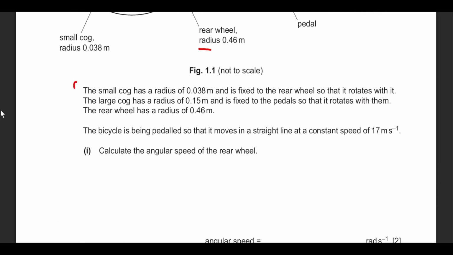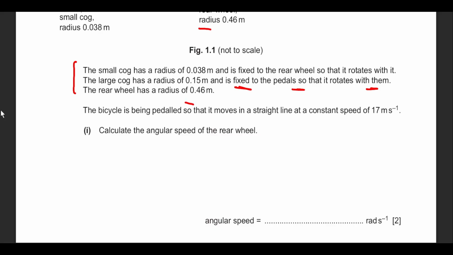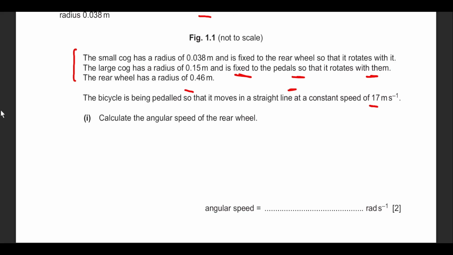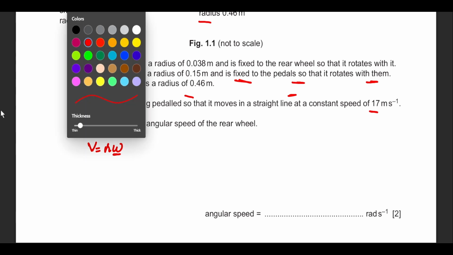So he says all the data is given to you and is fixed to the pedal so that it rotates with them, just like a bicycle system. Says the bicycle is being pedaled so that it moves in a straight line at a constant speed of 17 meters per second. Calculate the angular speed. So the formula that we most likely are going to use is V equals R omega. Now the idea behind this would be, what should be the value of V? Because we want to find omega, what should be V?